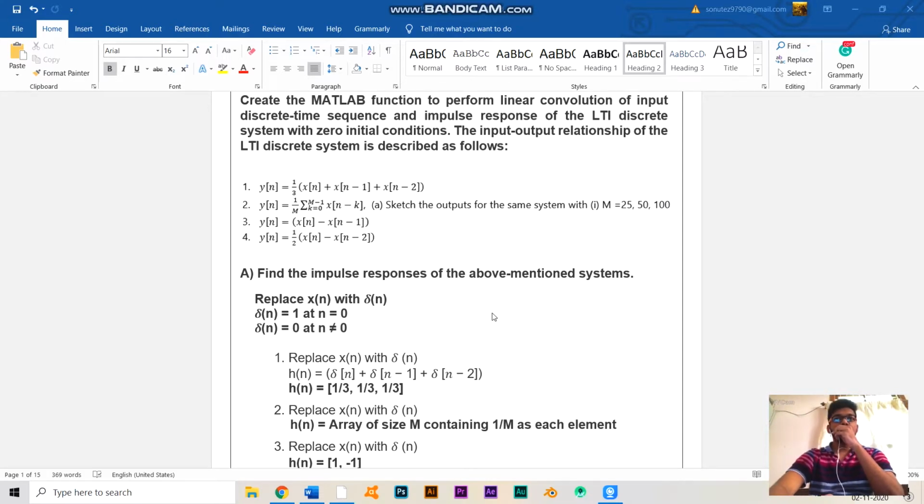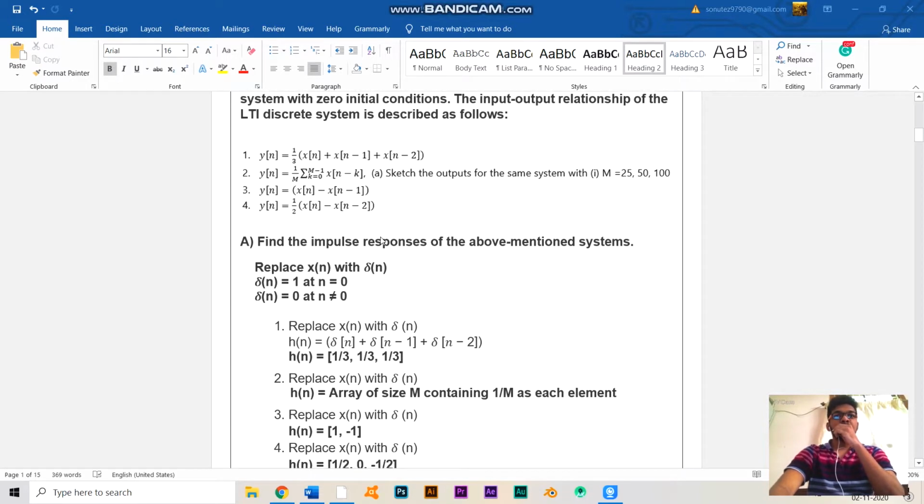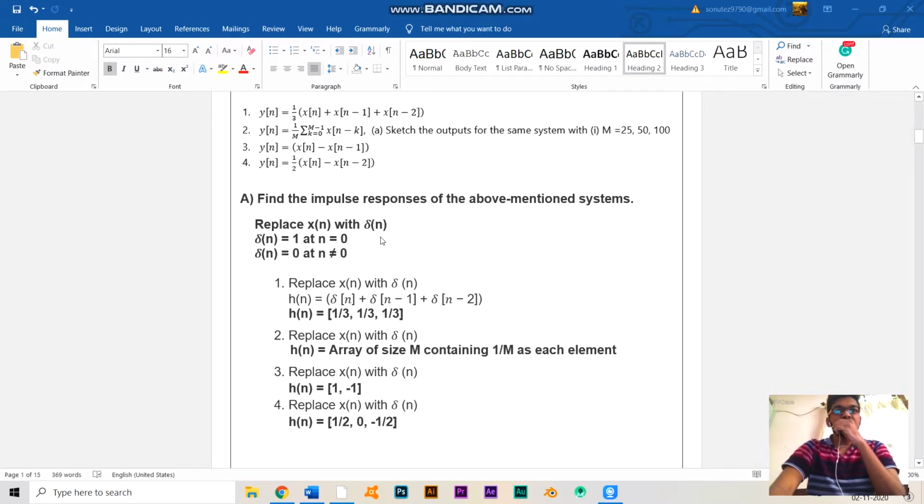We are given four input-output relationships of LTI discrete systems. So we have to find the impulse responses of each of these systems. To find the impulse response, we have to replace x[n], meaning the input, with delta[n]. For the first system, the impulse response will be h[n] = 1/3 (delta[n] + delta[n-1] + delta[n-2]).